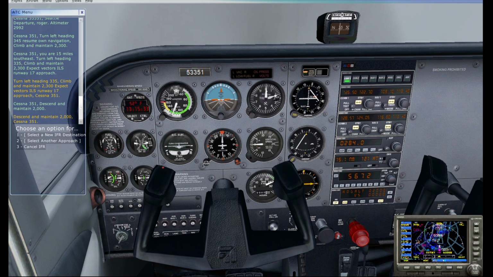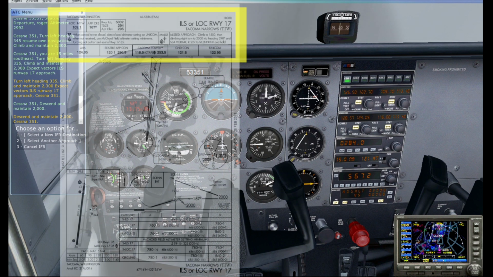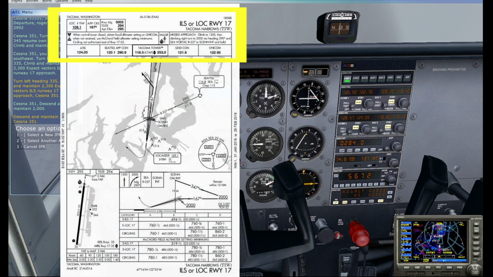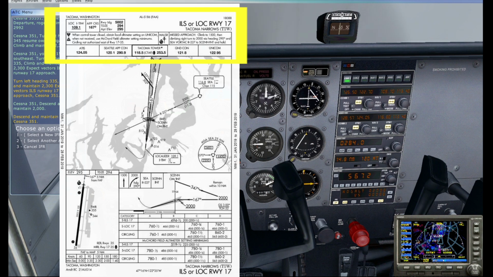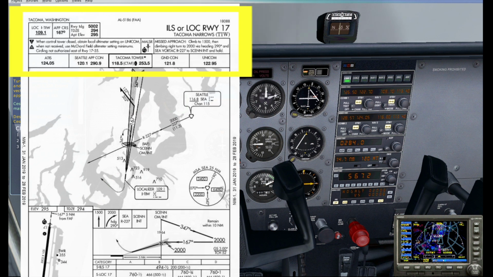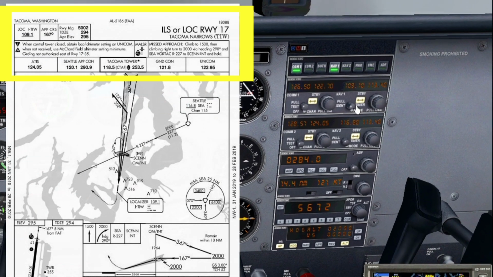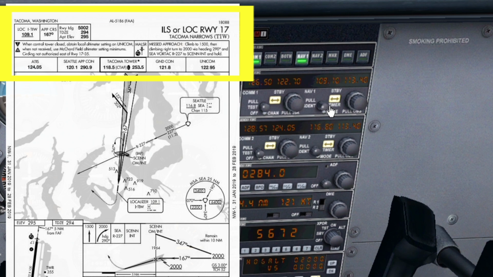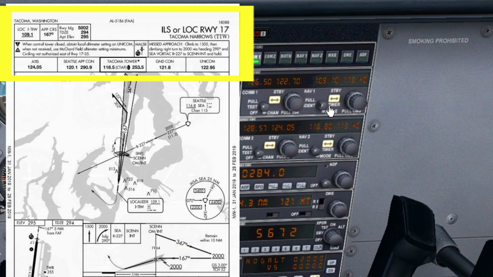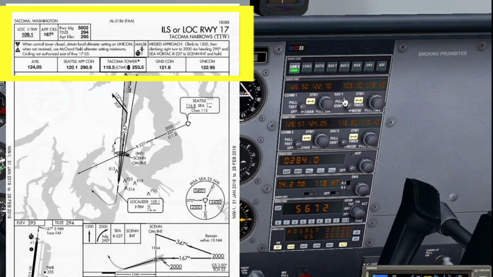So this plate is expired. I need to get the current plate, so I need to download the database, but in this case I don't care. Tacoma, Washington, ILS or Localizer Runway 17, Tacoma Narrows, TIW. Localizer ITW 109.1, and 109.1 is in the box. I'm going to go ahead and ident it. And normally I couldn't ident that this far away, but in this case I got it, so cool.